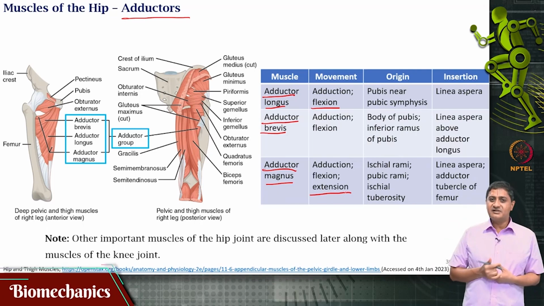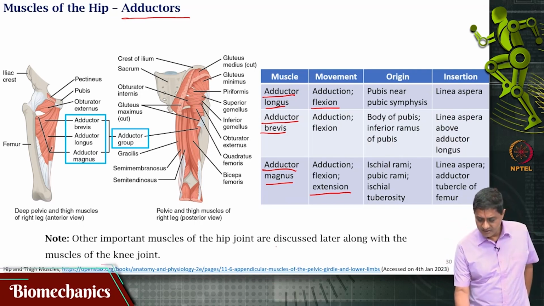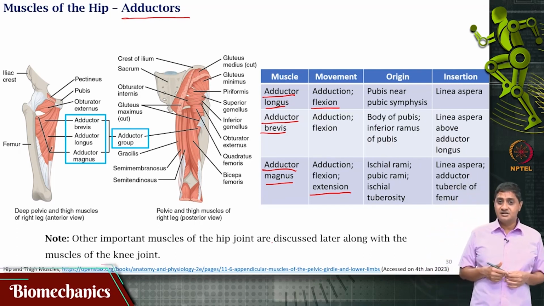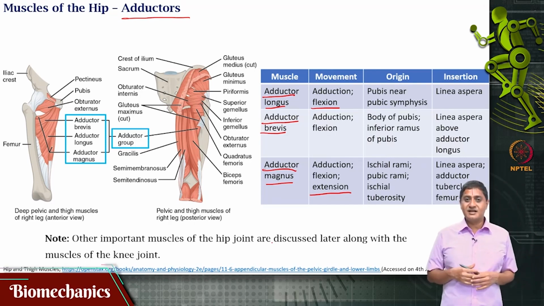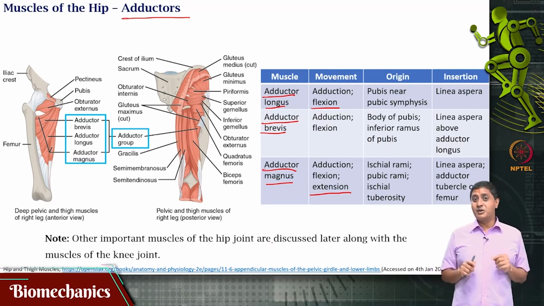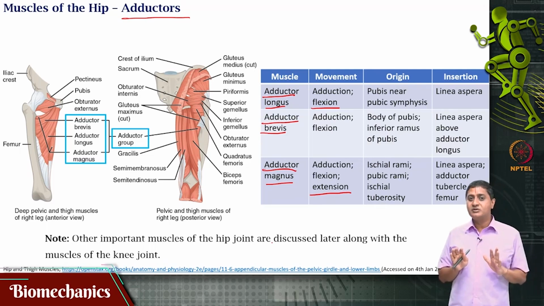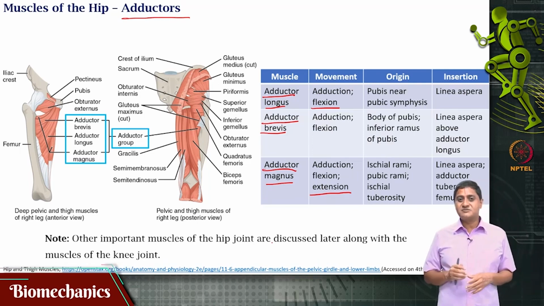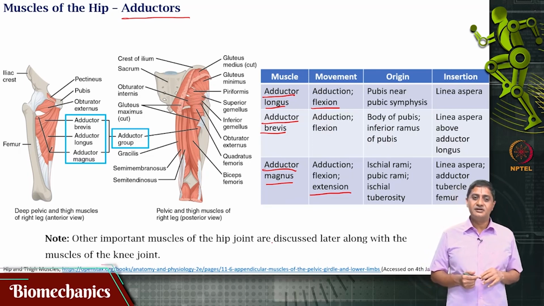Some other muscles we are not discussing because these are discussed along with the muscles of the knee joint, because it turns out that there is an amount of sharing between these muscles and their functions. This leads to a relatively complicated biomechanical relationship between the hip joint and the knee joint, how the movement of one can affect the movement in the other joint, something that is better discussed as part of the discussion on the knee joint.